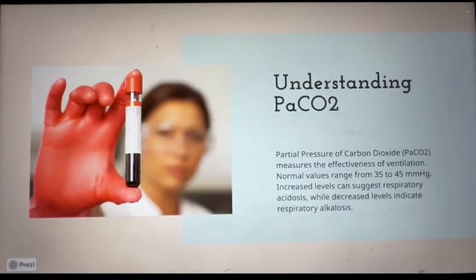Understanding the partial pressure of carbon dioxide. PaCO2 measures the effectiveness of ventilation. Normal values range from 35 to 45 mm of Hg. Increased levels can suggest respiratory acidosis, while decreased levels indicate respiratory alkalosis.